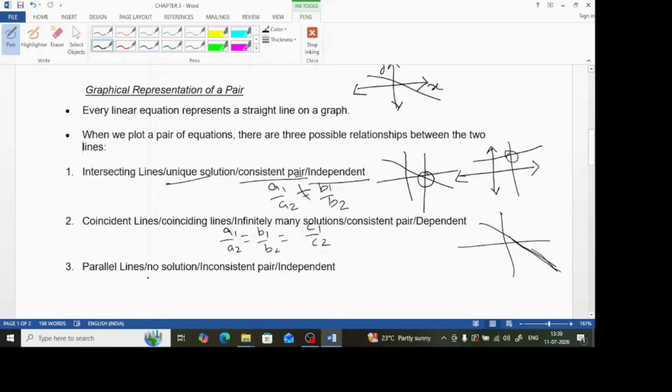Now, parallel lines: no solution, inconsistent pair, or independent. Parallel lines we know very well are lines that are not touching each other. The gap between both of them is the same. Here and here, the gap is the same. Then in that case, these lines are called parallel lines, no solution, inconsistent pair and independent. In that case, a1 upon a2 is equal to b1 upon b2 is not equal to c1 upon c2.